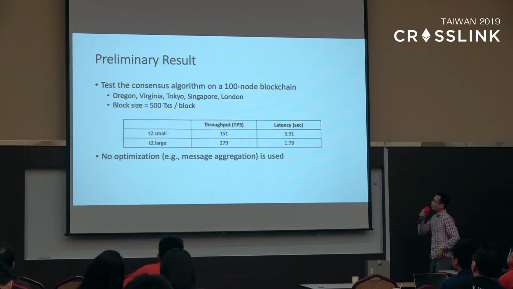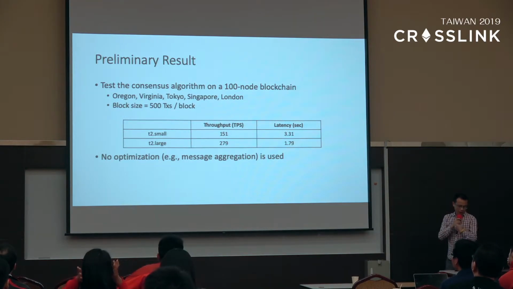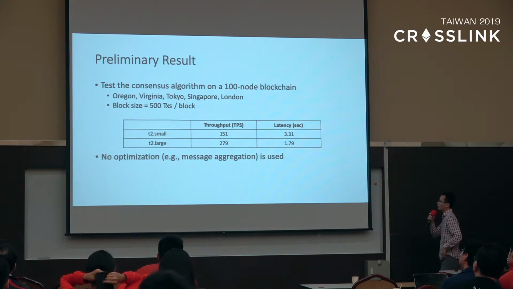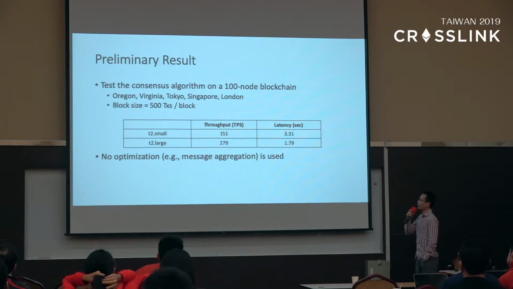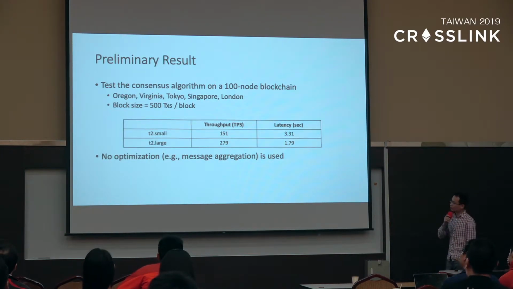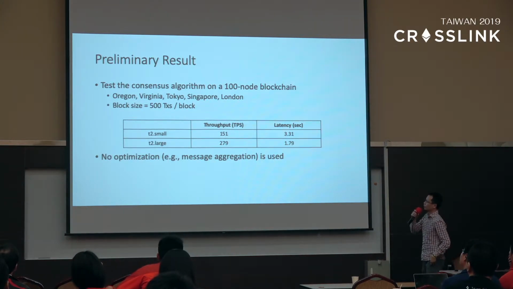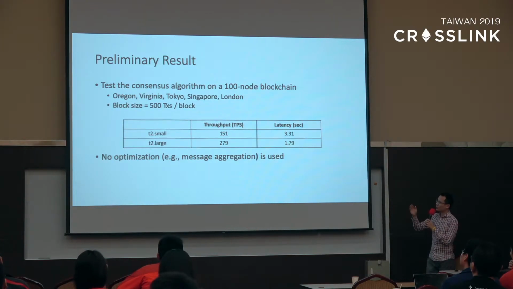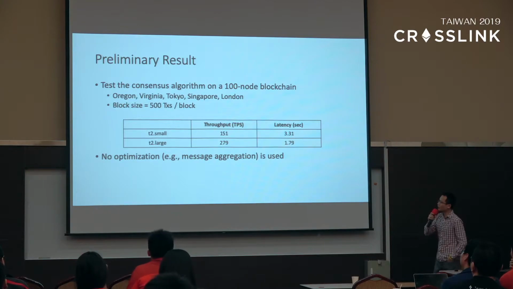We have done some preliminary tests, and we've implemented our solution on Geth, and we construct a private blockchain consisting of 100 nodes. These 100 nodes are deployed on 5 different data centers, so each one of them has 20 nodes. And these results are obtained when we set the block size to 500 transactions per second.